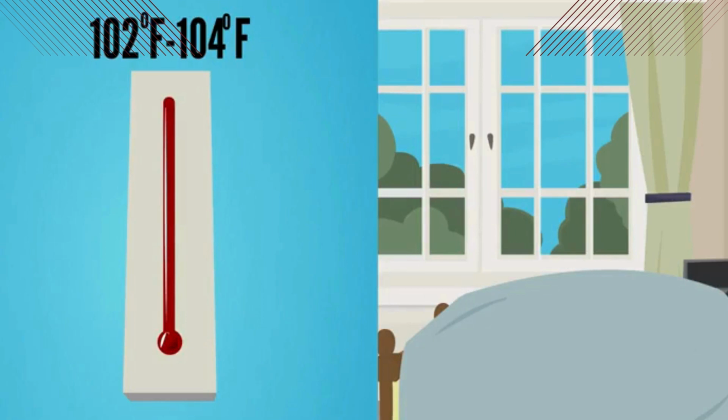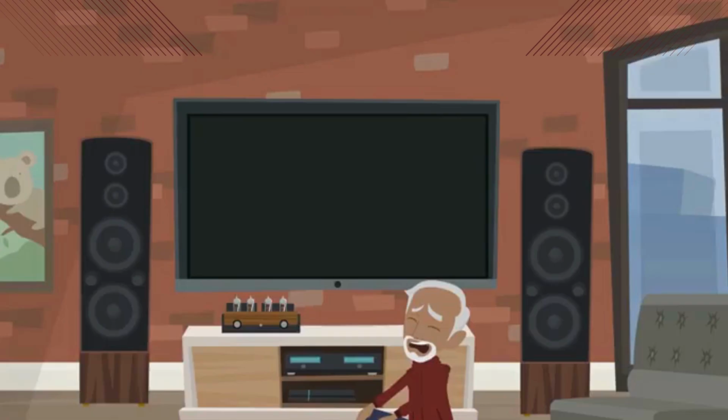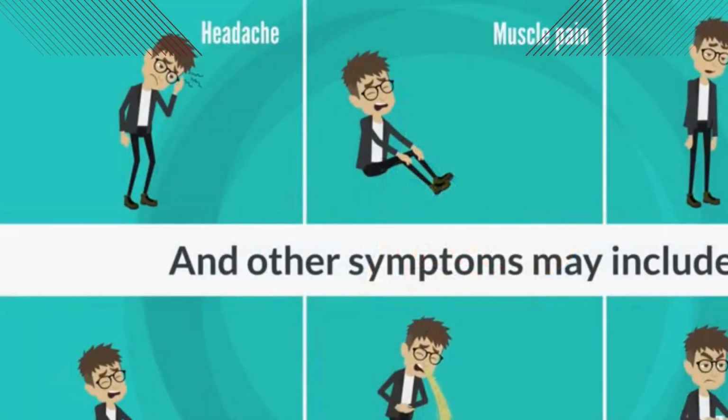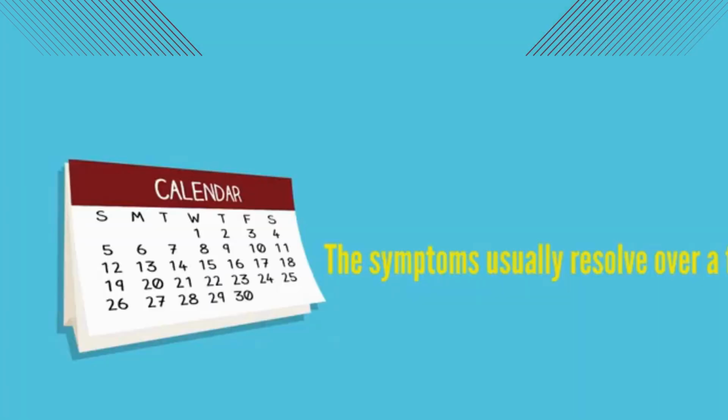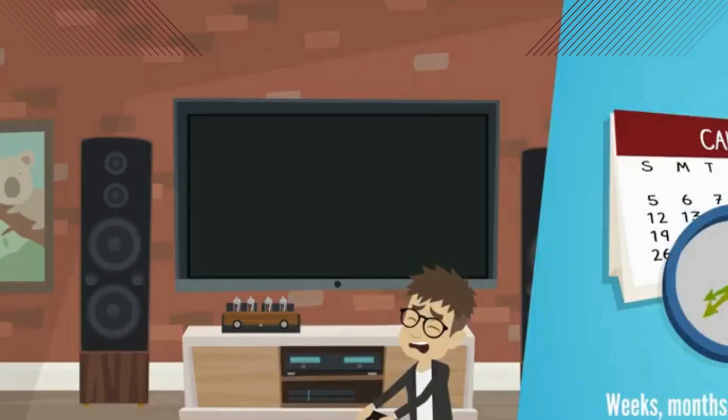The fever is usually above 102 degrees Fahrenheit, and sometimes reaches 104 degrees Fahrenheit. Joint pain. Joint pain is reported in 87 to 98% of cases and occurs in more than one joint. Rash. Other symptoms may include a headache, muscle pain, fatigue, joint swelling, nausea, vomiting, or diarrhea. The symptoms usually resolve over a few days. However, some people are left with ongoing joint pains, which may continue for weeks, months, and even years.